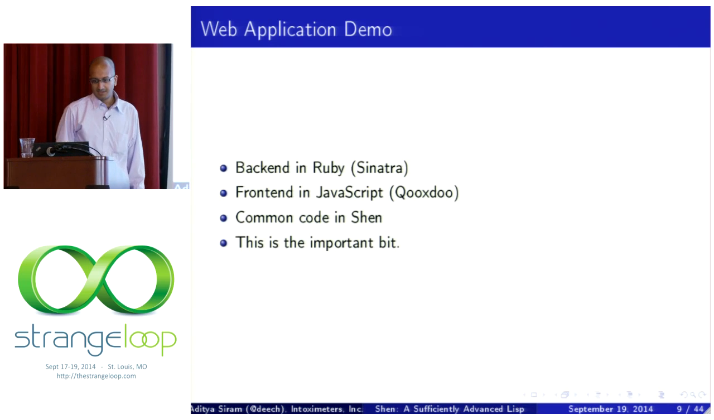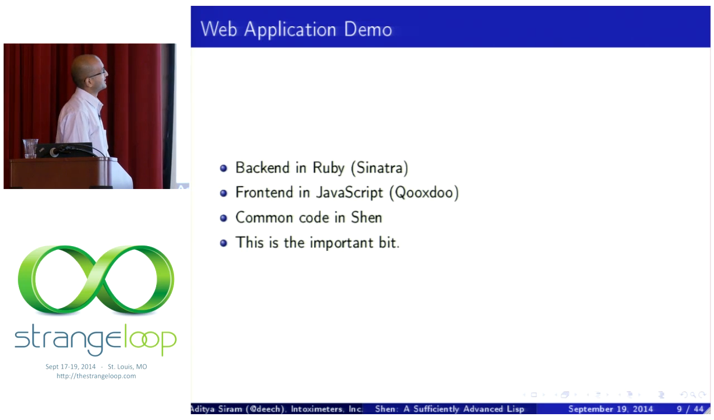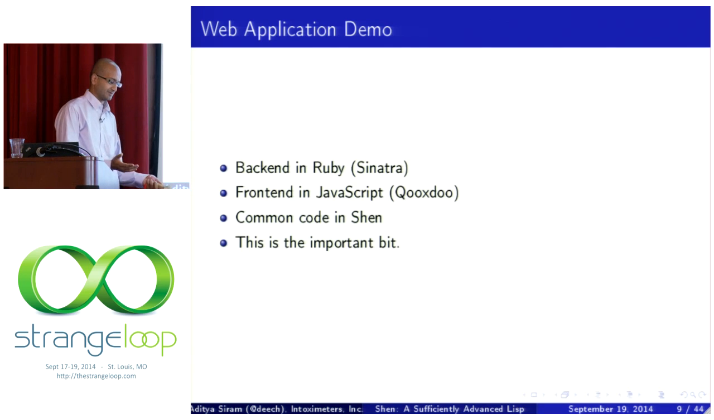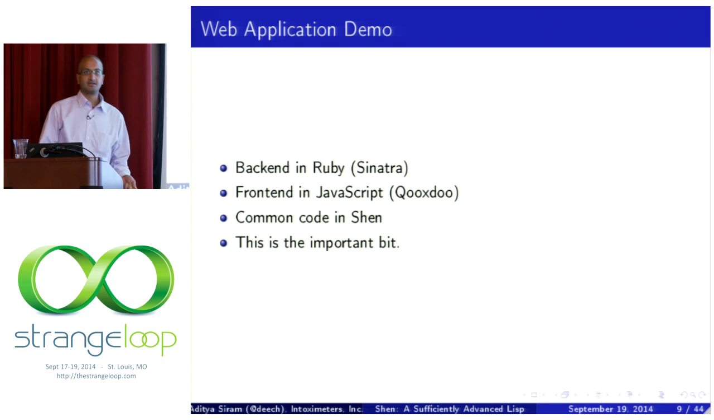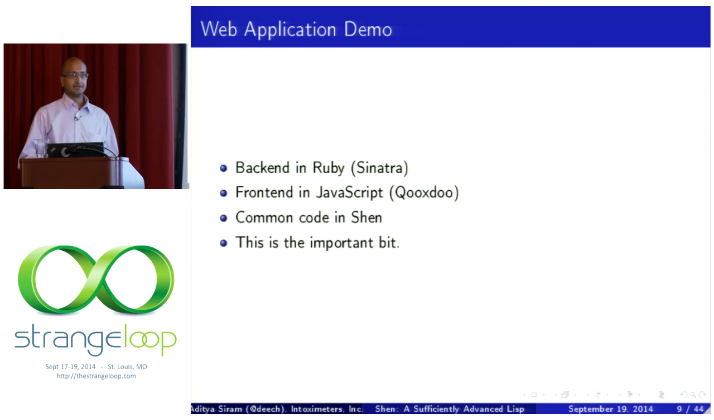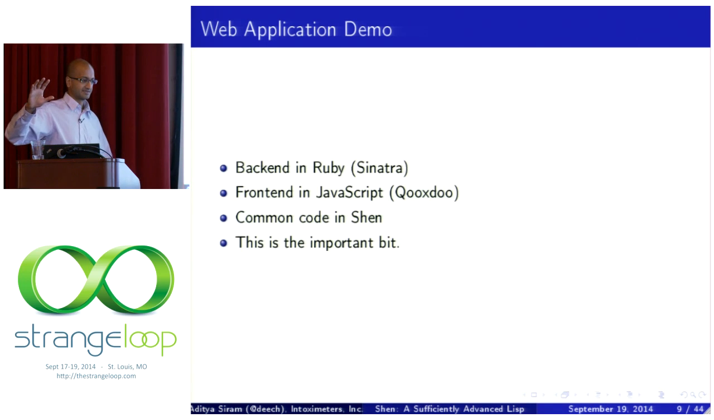So I have a couple of web app demos, really simple stuff. The backend is written in the Shen port of Ruby. The front end is written in the Shen port of JavaScript. It's not important that I use Ruby or JavaScript. What's important is that all the common code is written in Shen, and it's all type checked in Shen. Not type checked, value checked, and type checked. All the checking is done in Shen.